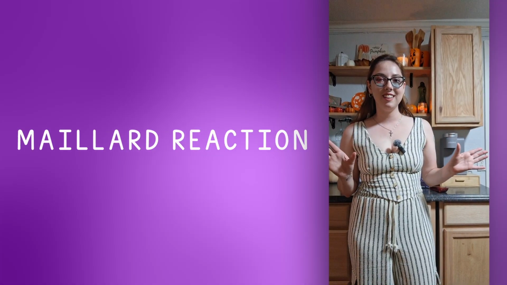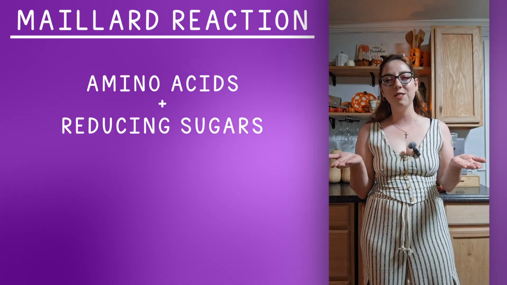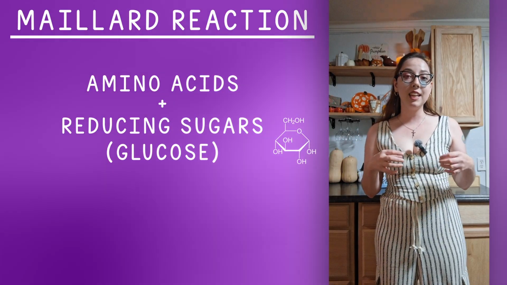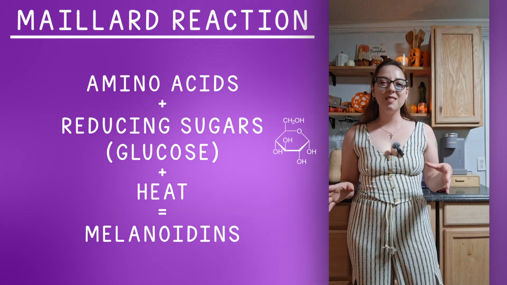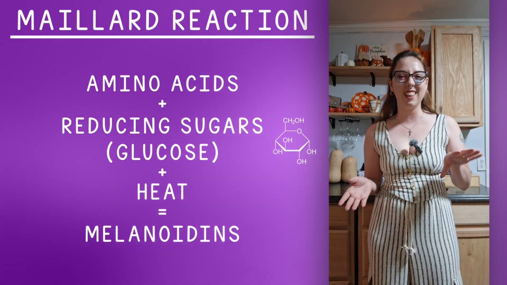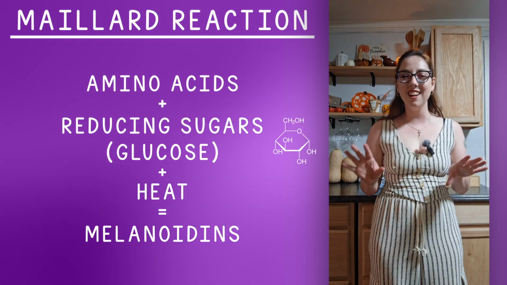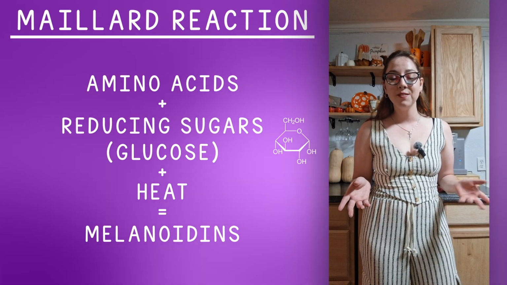Hey guys, today I want to explain to you how the Maillard reaction works. The Maillard reaction is where amino acids and reducing sugars, such as glucose, are mixed with heat and create melanoidins. Melanoidins are basically the flavors and aromas you get from coffee, such as that caramel flavor and those nutty smells, the thing that makes everyone love coffee so much.